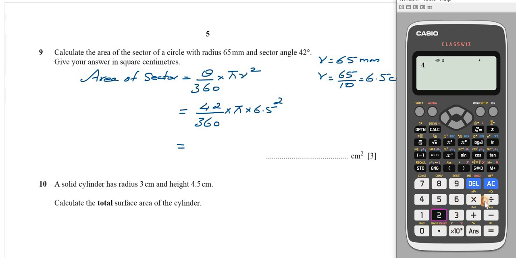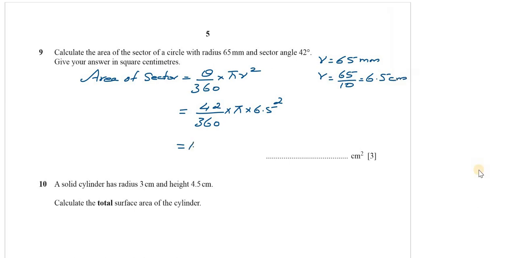42 divided by 360. That answer into pi into 6.5 square. So you will be getting, you can change it into decimal, 15.485.